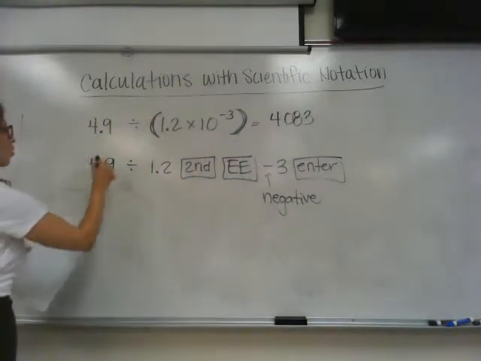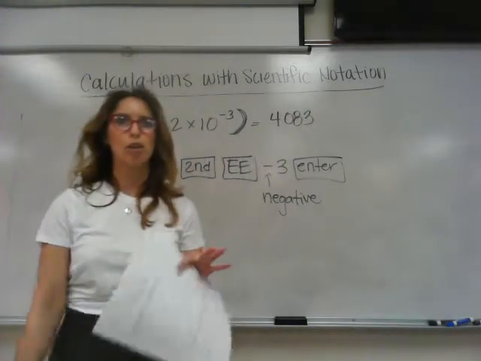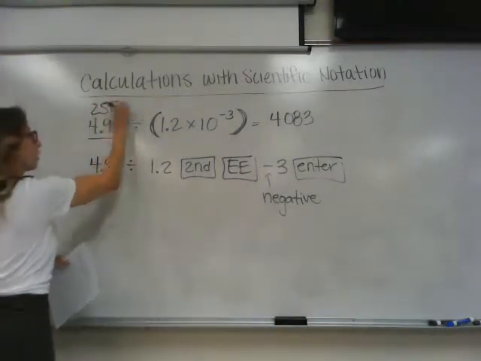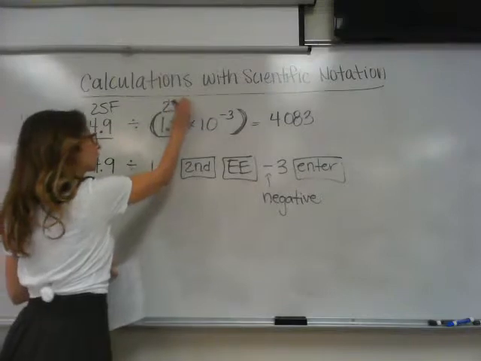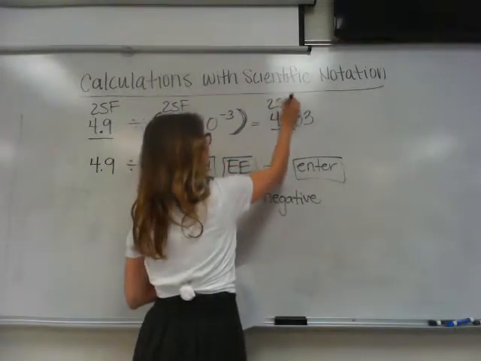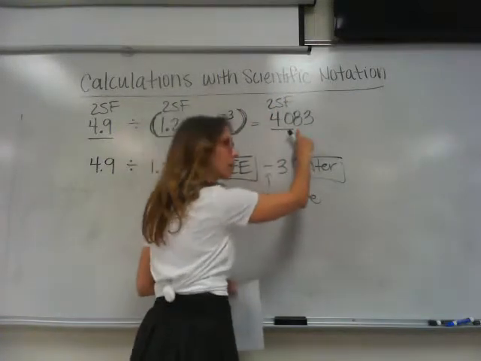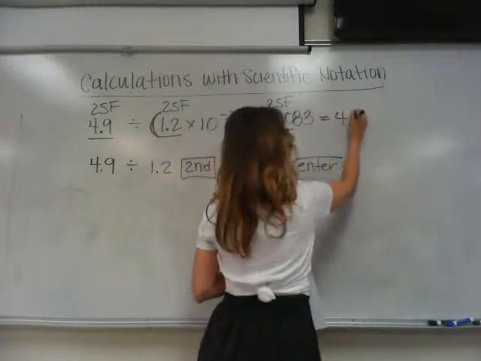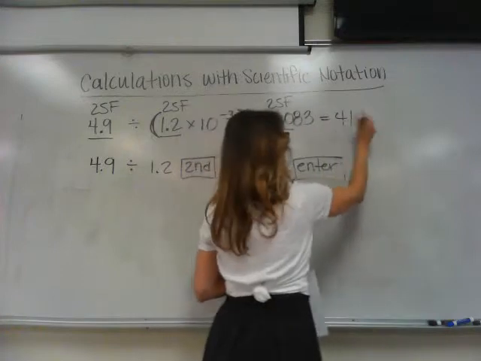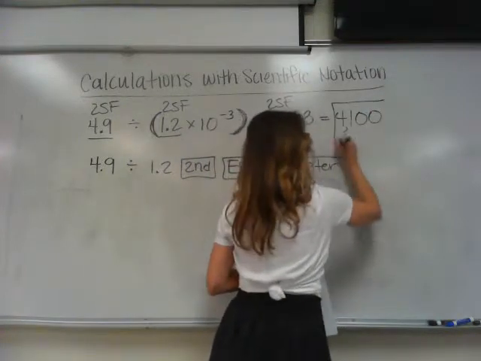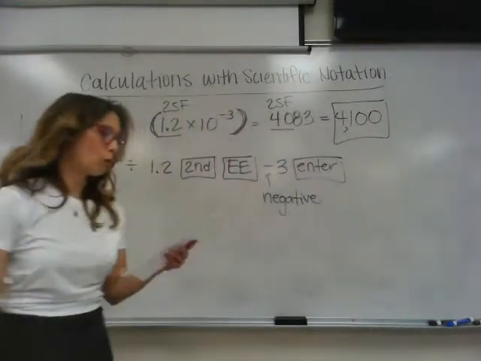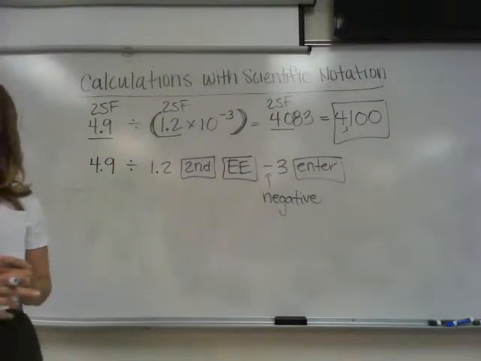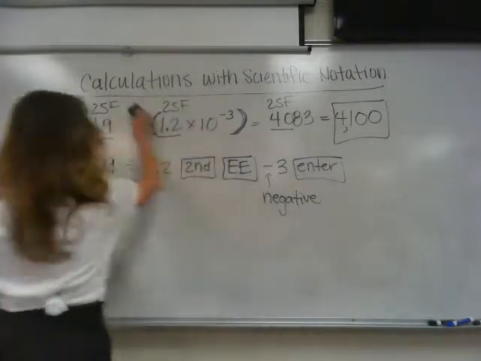Okay, now, remember, when you're multiplying and dividing, you're looking for the term with the fewest significant figures. 4.9 is 2 sig figs. 1.2 is 2 sig figs. I need 2 sig figs in my answer. Since this 8 is a 5 or greater, you round up the 1 to a 1, round up the 0 to a 1, put zeros after it to keep the quantity the same. So 4,100 would be your answer. Does that make sense? Okay, let's go do another example.